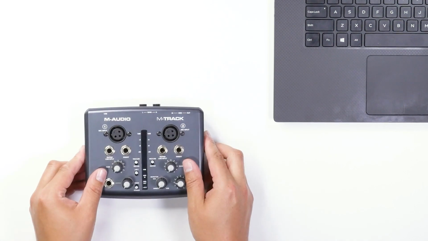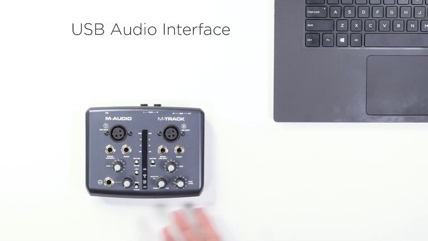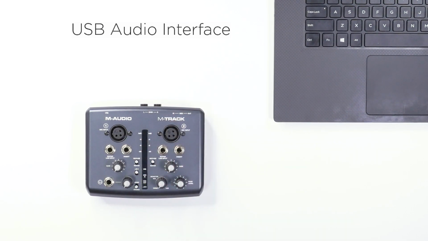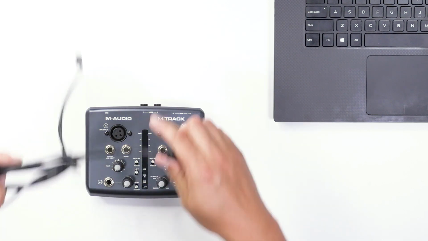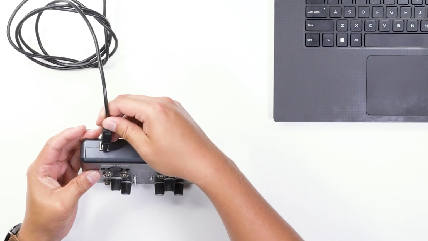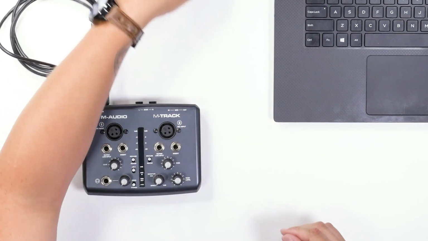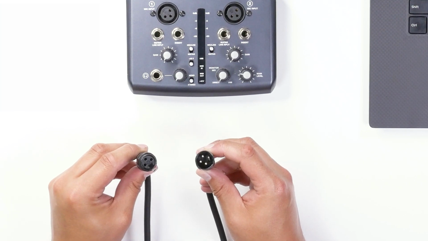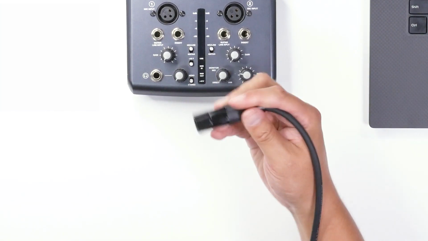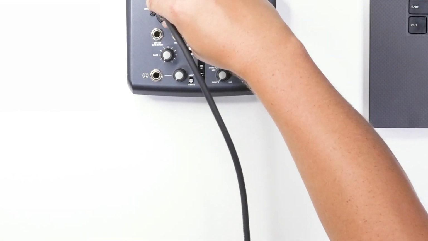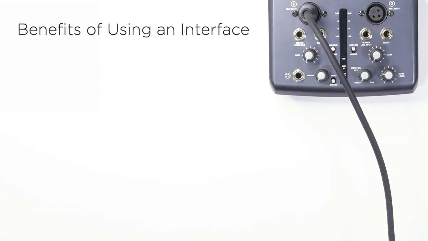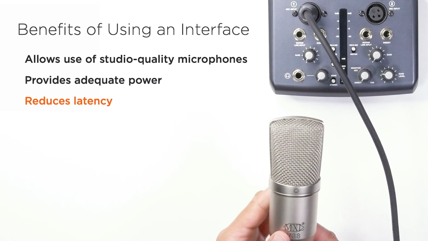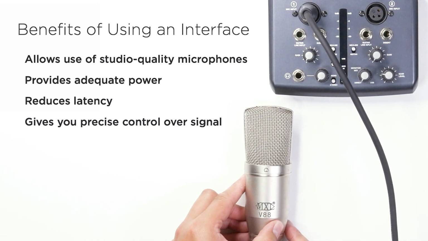To connect the mic to your computer, you'll need a USB audio interface. You'll recognize it as the box with many knobs and inputs that sits on your desk. This is what carries your audio signal to your computer, provides power to your mic, and functions as an external sound card. To hook up the mic to the interface, you'll use an XLR cable that looks like this. While some microphones connect directly with USB from the mic itself, XLR and an interface is better for a number of reasons. Using an interface will allow you to use studio quality mics, provide adequate power for these microphones, reduce latency, and give you more precise control over your signal.